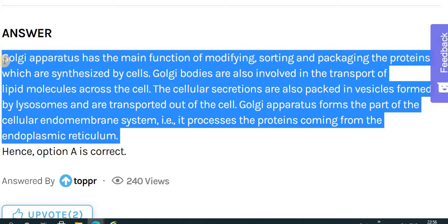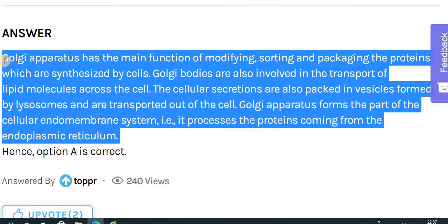So the Golgi apparatus has the main function of modifying, sorting and packaging the proteins which are synthesized by the cell. As we know, whatever protein is synthesized by the cell, all those proteins are modified, sorted and packaged by the Golgi apparatus.